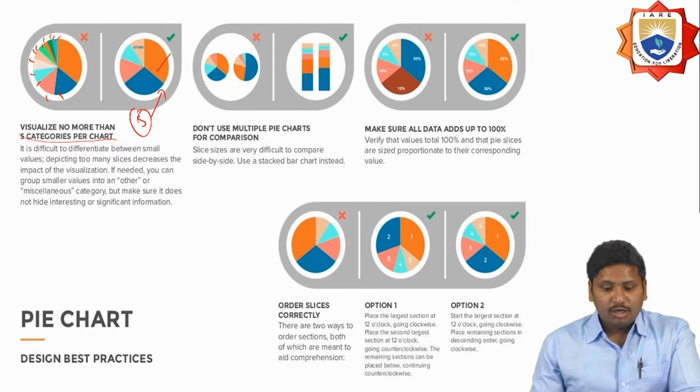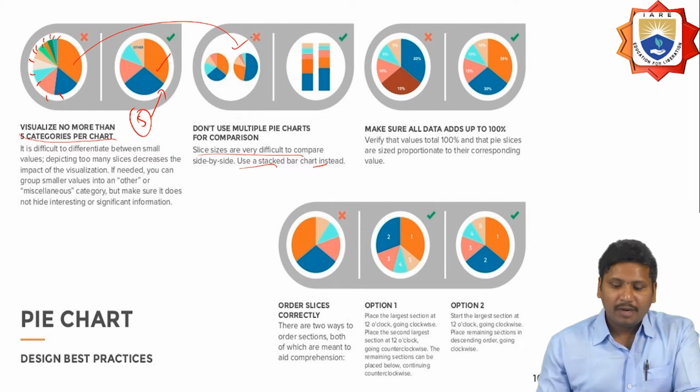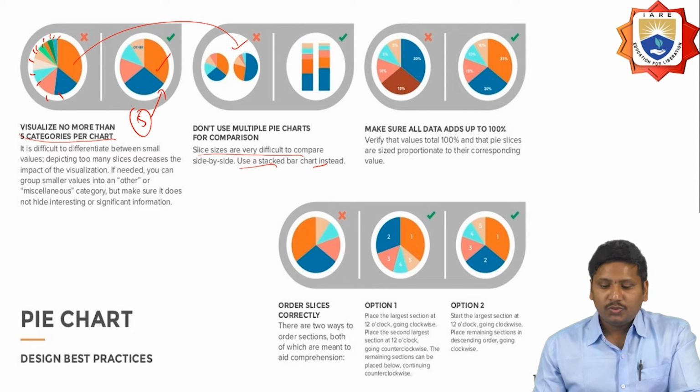Why? Because it is difficult to differentiate between small values, and depicting too many slices decreases the impact of the visualization. If needed, you can group similar values into an other or miscellaneous category. And don't use multiple pie charts for comparison. The slices are difficult to compare side by side, so use a stacked bar chart instead.